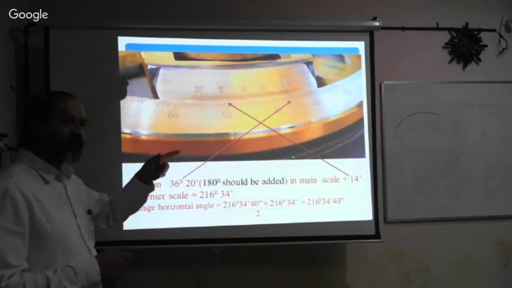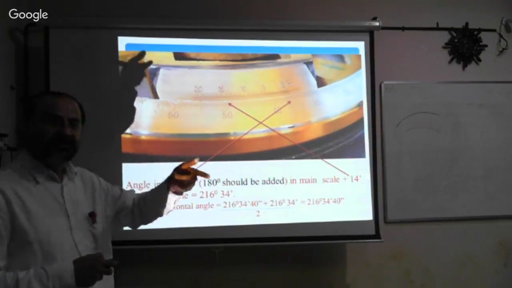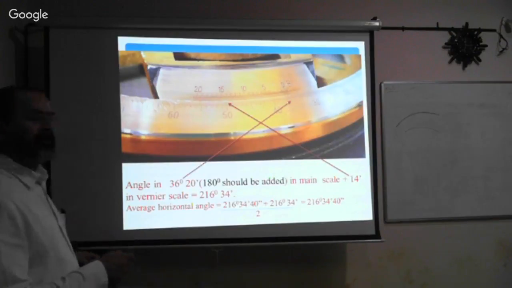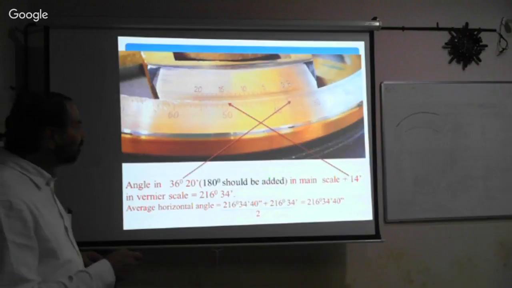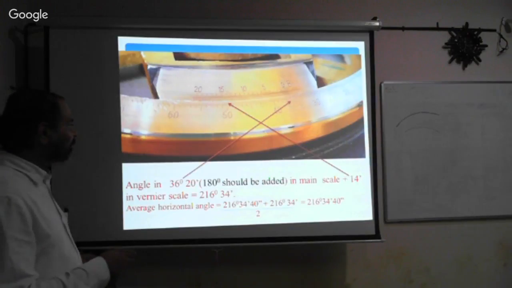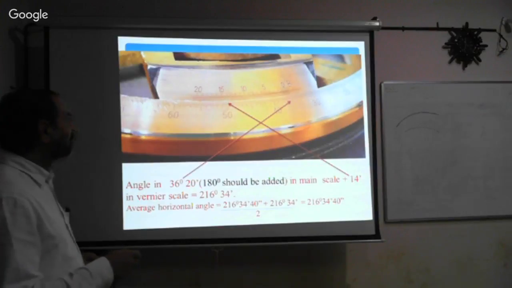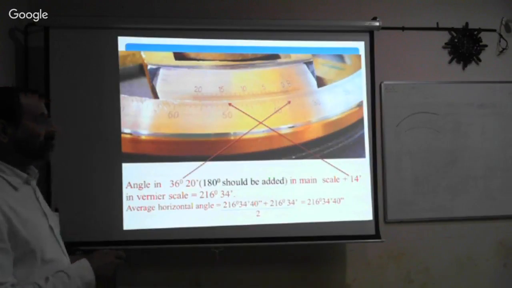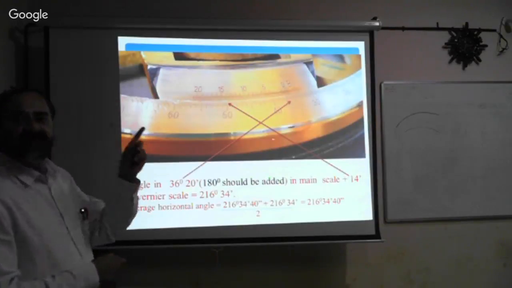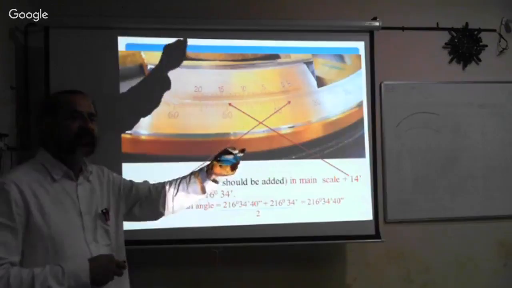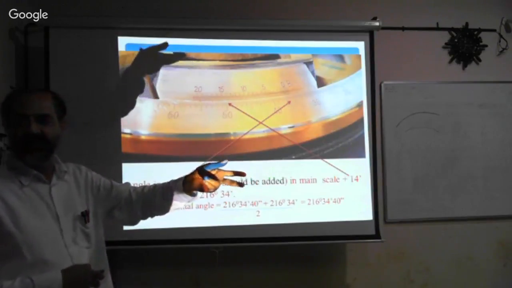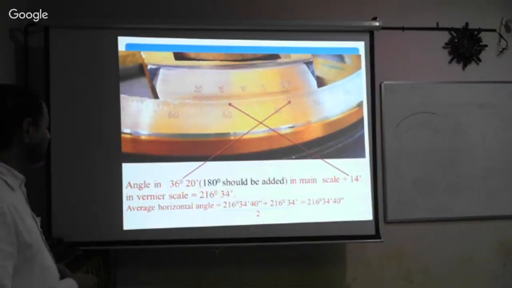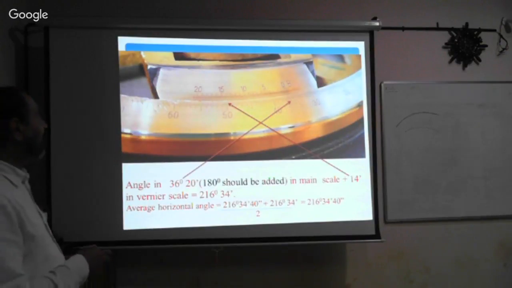Now this is crossing the 36 and it is within the 37. This vernier 0 is lying in this location. Where is that? 30, 35, 36, 20. 36, 20, isn't it? After 36 degree, it crossed one division. When it crossed one division, that means more than 20 minutes. The value of that position is 20 minutes. 36 degree, 20 minutes. Now let us look at the coincidence of the vernier.